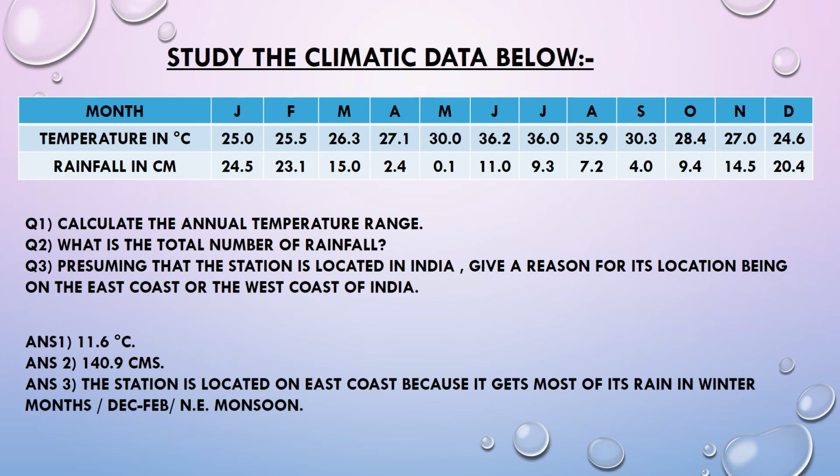Now when you see the rainfall, it is increasing in the months of November, December, January and February. So the station is located on the east coast because it gets most of its rain in winter months, that is from December to February, and the wind that is responsible is the northeast winds.